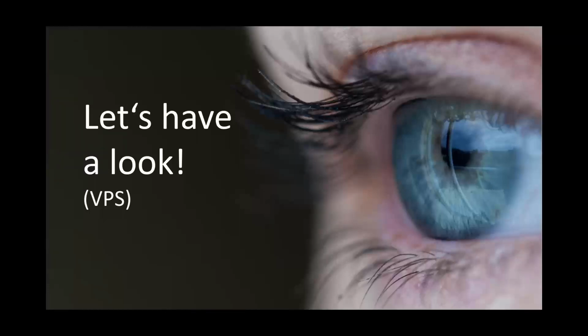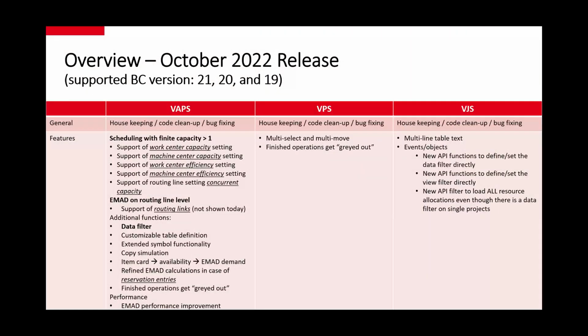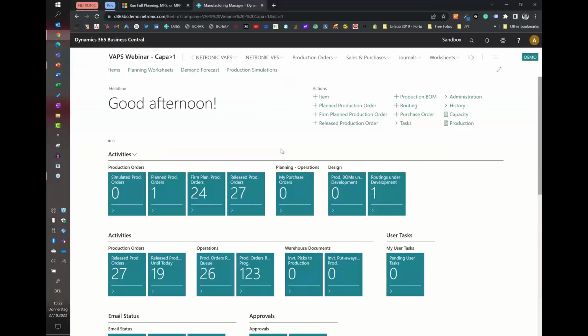And now let's talk about the VAPS and about what gaps we closed. Mostly the gaps that were closed were the gaps towards standard Business Central, but there's also one gap that we closed compared to the other products that we have. So let's complete this picture. We talked about multi-selection and multi-move of the VPS.